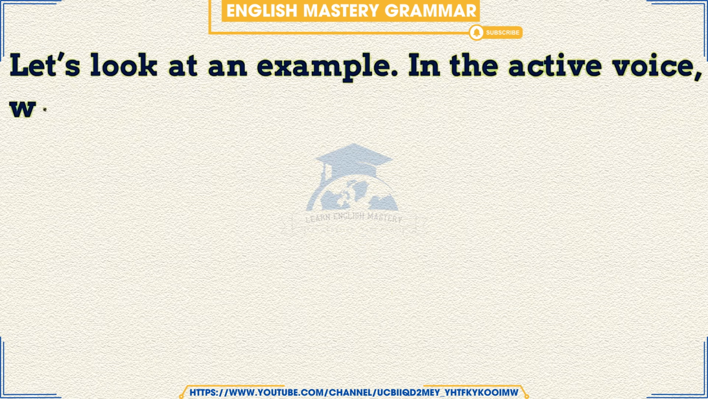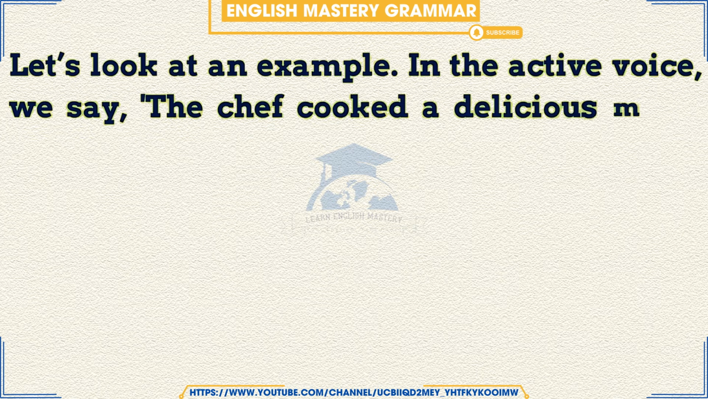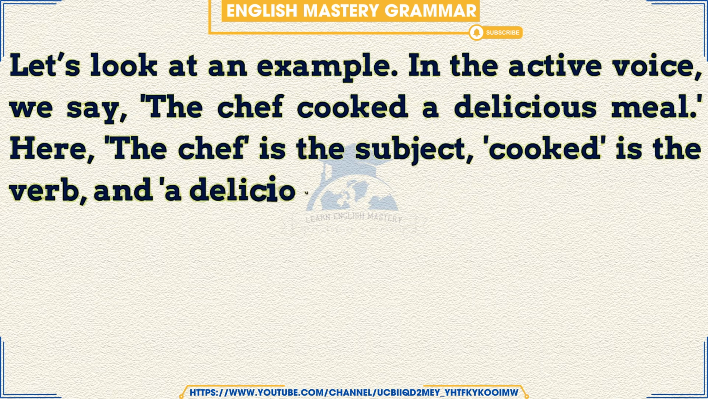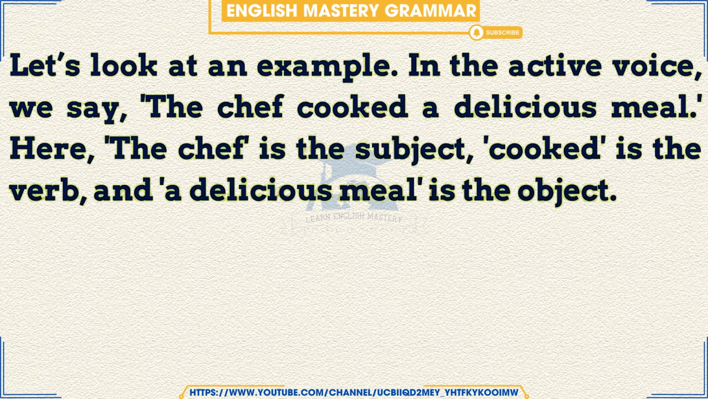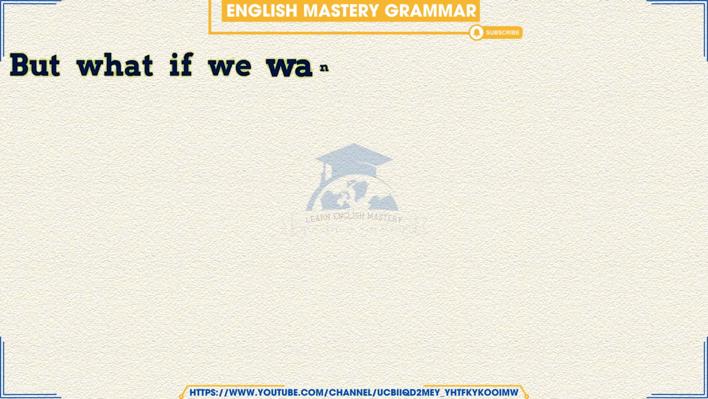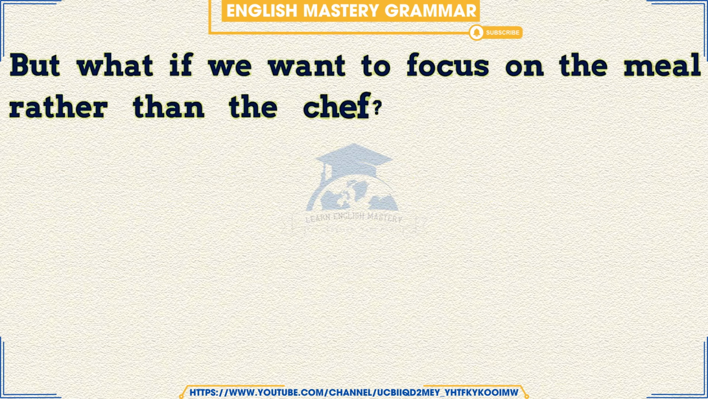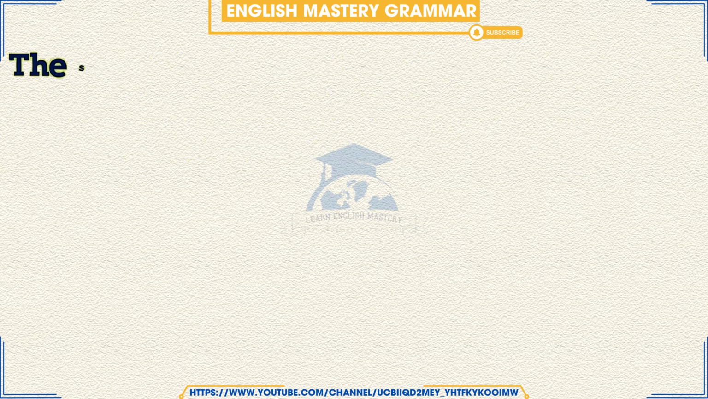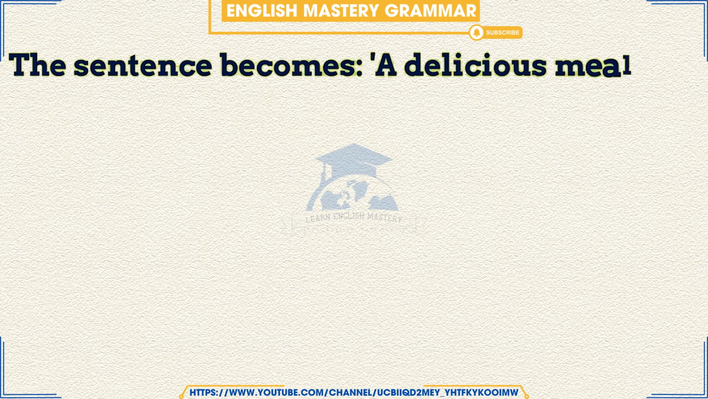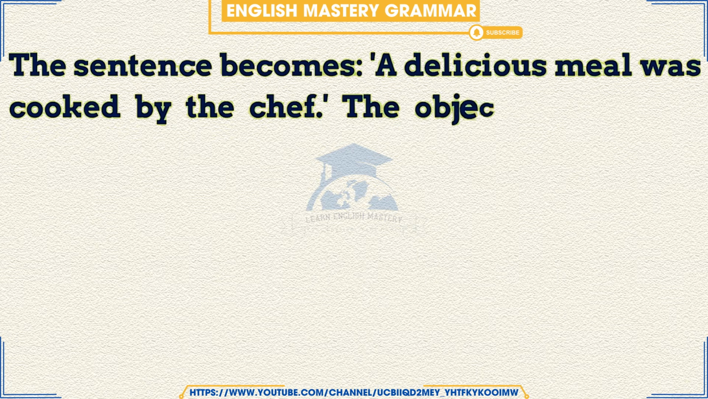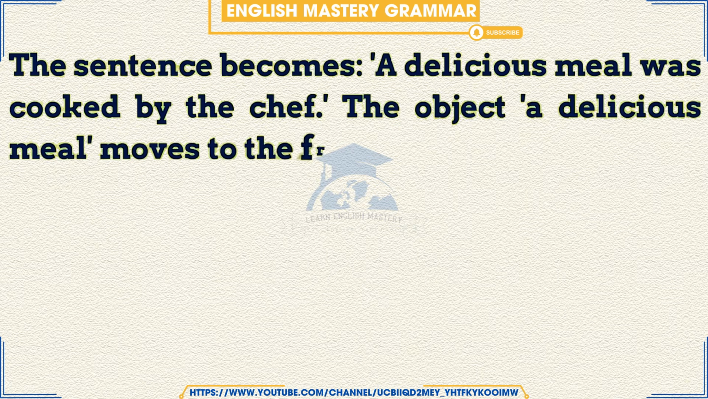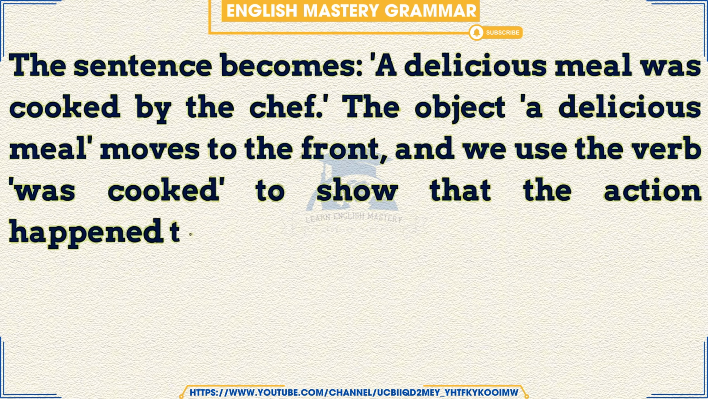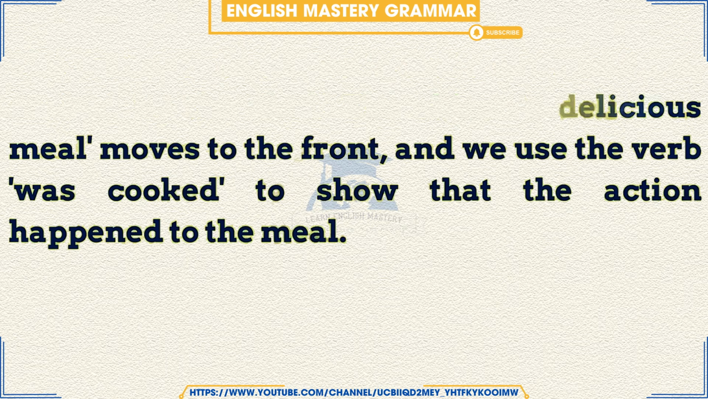In the active voice, we say, "The chef cooked a delicious meal." Here, the chef is the subject, cooked is the verb, and a delicious meal is the object. But what if we want to focus on the meal rather than the chef? That's where the passive voice comes in. The sentence becomes, "A delicious meal was cooked by the chef." The object, a delicious meal, moves to the front, and we use the verb, was cooked, to show that the action happened to the meal.